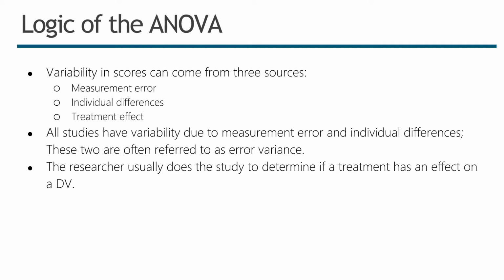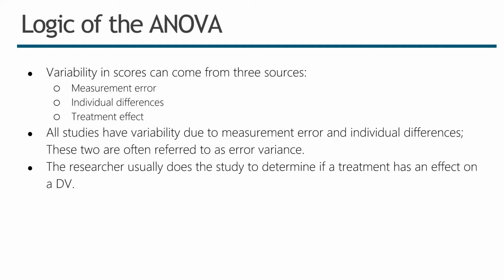ANOVA is short for analysis of variance, which, as you could guess from that name, means we're going to be analyzing the variance or the variability in a given study. So for any study, you can have variability or differences in your scores from 3 different sources. You may have variability due to measurement error. Right? You might have variability due to individual differences between people. And you might also have treatment effects, and that's the effect of the independent variable on the dependent variable.